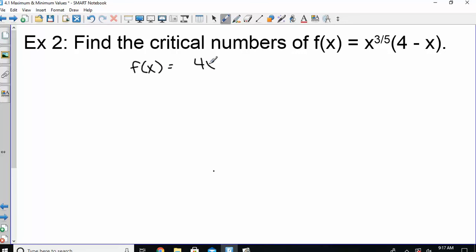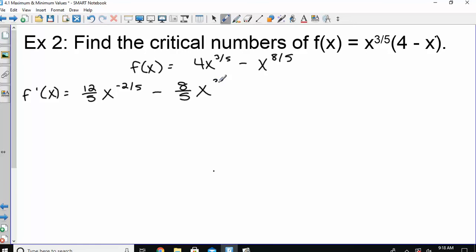So that's 4x to the 3/5 minus, when you multiply these, you add exponents. So 1 plus 3/5 would be 8/5. So now we do the derivative. Exponent comes down, 4 times 3/5 is 12/5. X, subtract 1 from the power, 3/5 minus 5/5 is a -2/5. Minus 8/5 x, if you subtract 5/5 from that, you get 3/5.